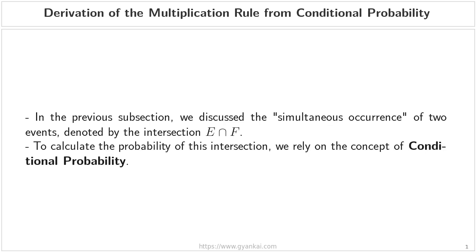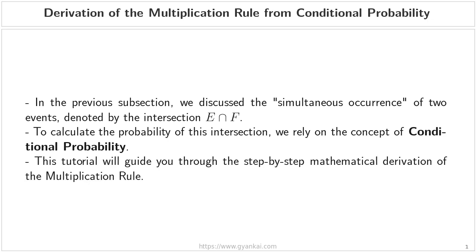Now, a common question arises. How do we actually calculate the probability of that intersection happening? To find the answer, we need to rely on a very important concept called conditional probability. In today's tutorial, we aren't just going to use the rule, we are going to understand where it comes from. I will guide you through a step-by-step mathematical derivation to show you exactly how we arrive at the multiplication rule. By the end of this, you'll see how the definition of conditional probability leads us directly to this powerful tool for solving complex probability problems.